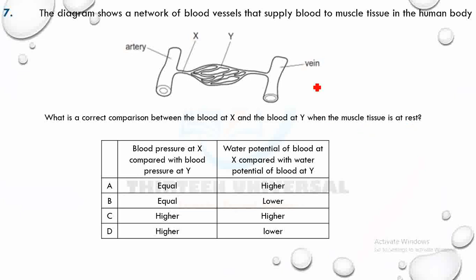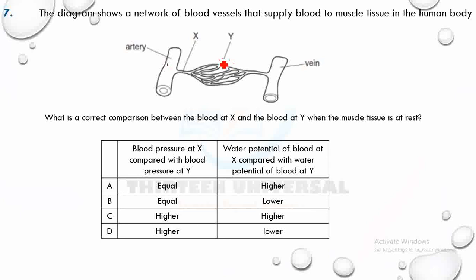So you can see that this is artery. The pressure here is usually high. This is vein, because tissue fluid will be formed here, right? It's the blood pressure at X compared with the blood pressure at Y. Artery carries blood with high pressure. So the blood pressure at X will be higher than that of Y. That is why tissue fluid will be forced out.